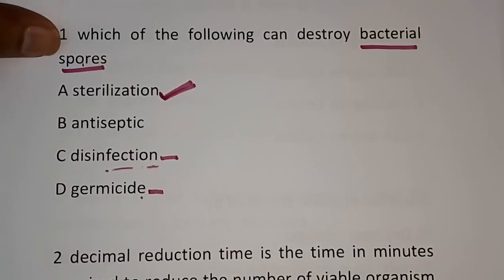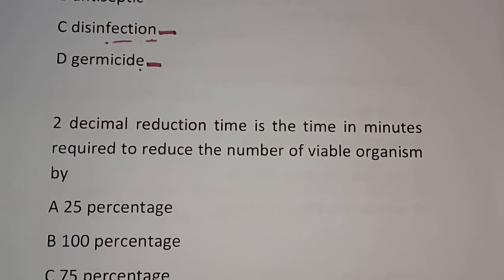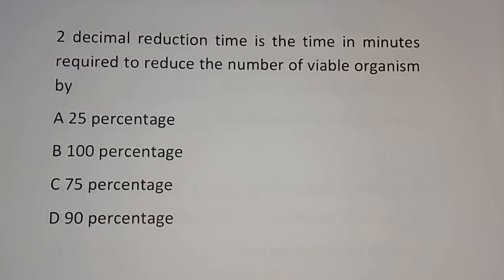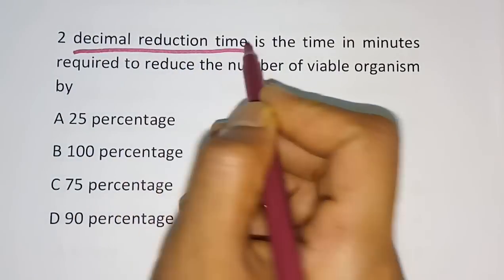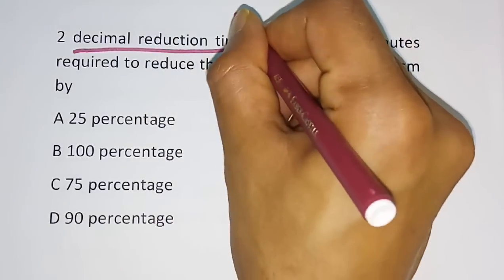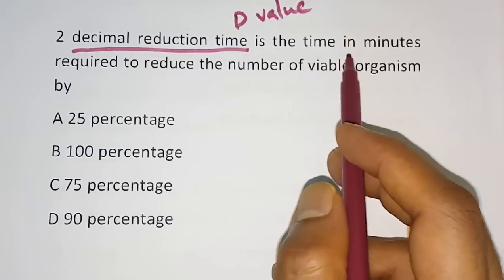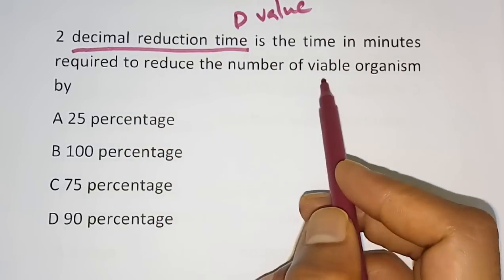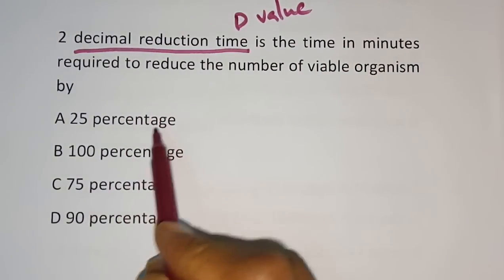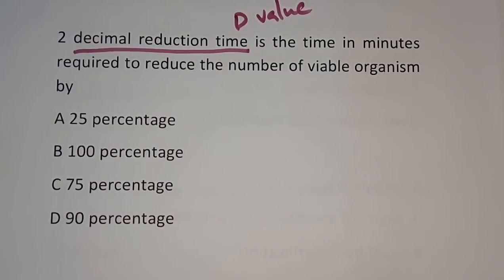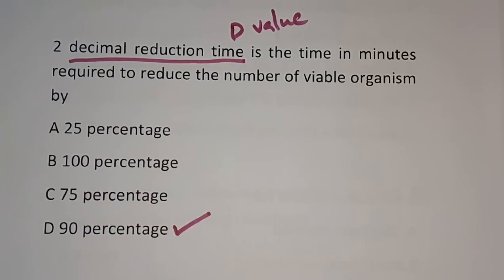Question number 2. Decimal reduction time is the time in minutes required to reduce the number of viable organisms by. Decimal reduction time is also known as D value. Options are 25%, 100%, 75%, 90%. The correct answer for this question is 90%. Option D is the correct answer.